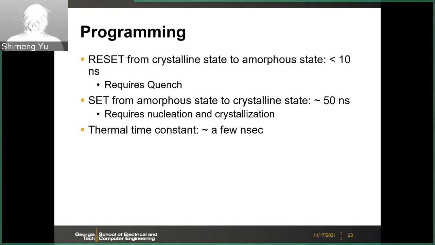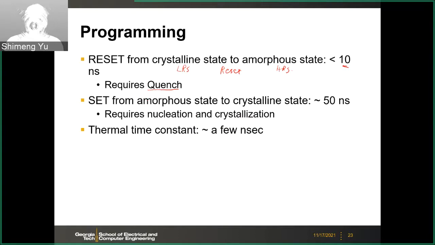So to summarize, the reset from the crystalline state to the amorphous state, let's say from the low-resistance state to the high-resistance state, we need to apply a large current and also a short pulse. This requires the quench process. The key is that you need to quickly ramp up the current or the temperature and then quickly remove that. Typically the pulse width is less than 10 nanoseconds.